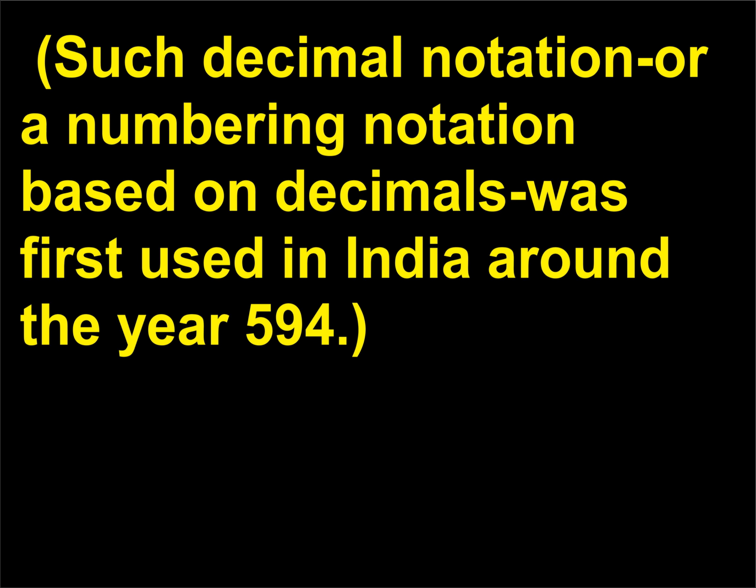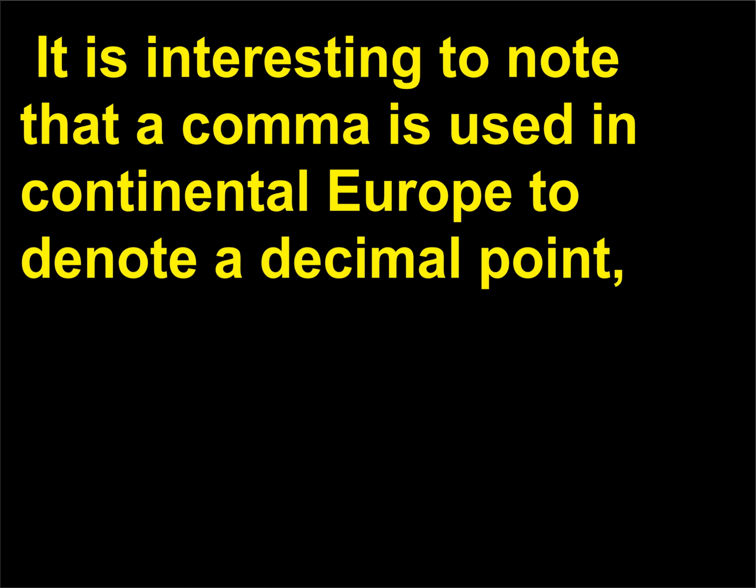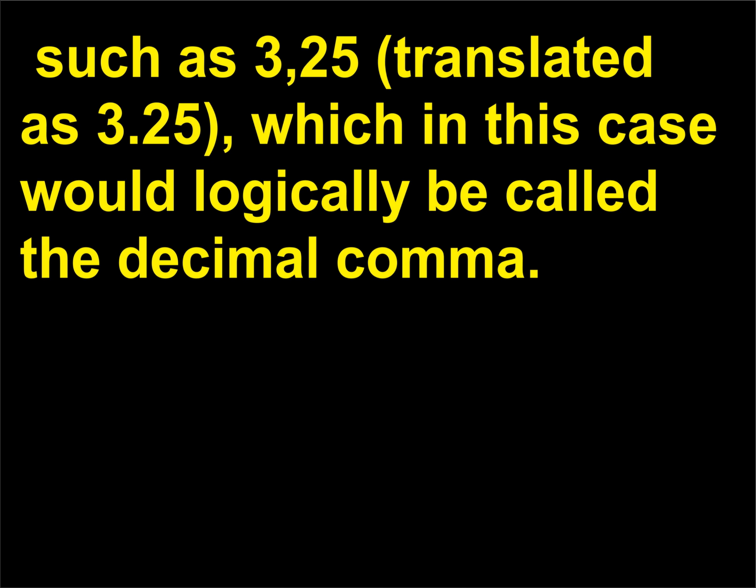Such decimal notation, or a numbering notation based on decimals, was first used in India around the year 594. The decimal point is represented by a period placed to the right of a unit's place in a decimal number. It is interesting to note that a comma is used in continental Europe to denote a decimal point, such as 3,25, translated as 3.25, which in this case would logically be called the decimal comma.